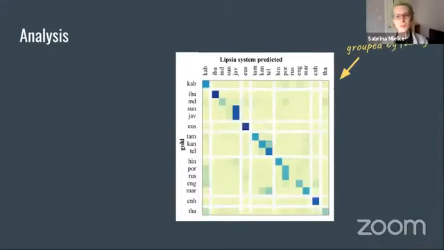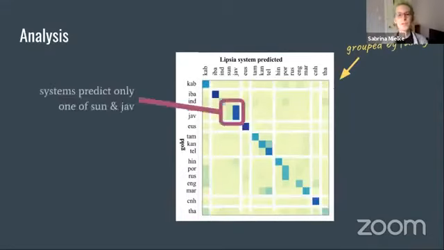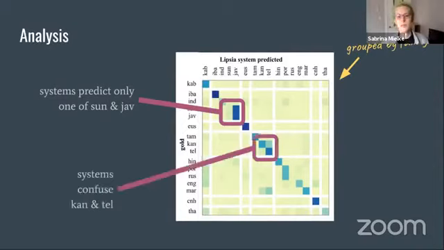So the first thing that you will notice probably is that Sundanese and Javanese both are predicted as Javanese by the Lipsia system. And that's something we see in the other systems as well. They both predict both of these languages either as Sundanese or as Javanese, but never really are able to untangle the two of them. Similarly, we see that a consistent theme is that Kannada and Telugu are confused, which makes some sense. You might also see that the Lipsia system also classifies some of the Marathi examples as Kannada and Telugu, but this wasn't quite as clearly visible in the other systems.